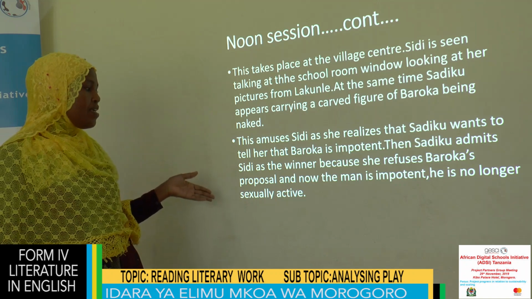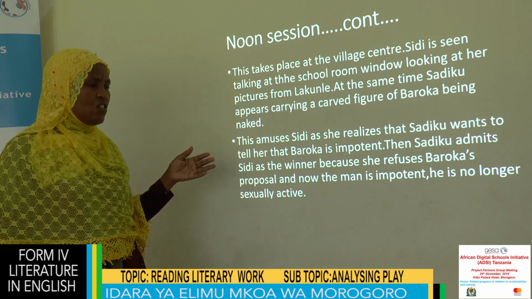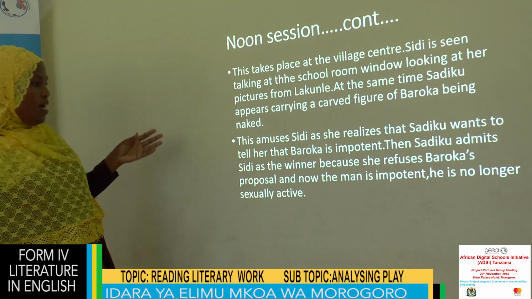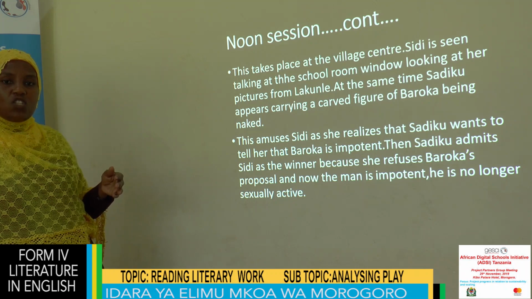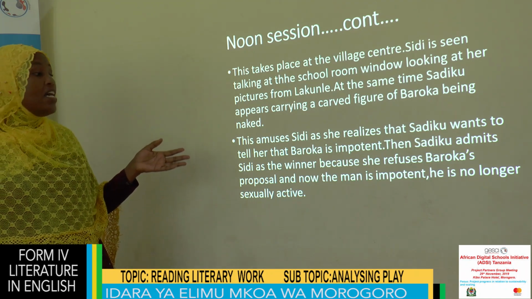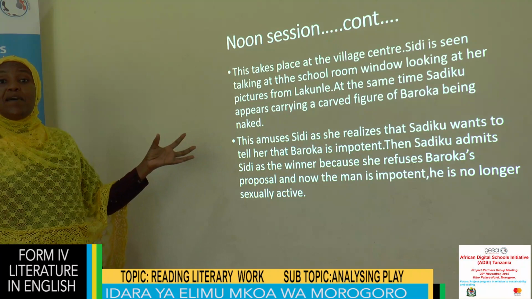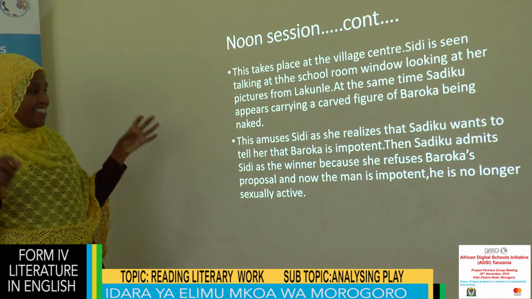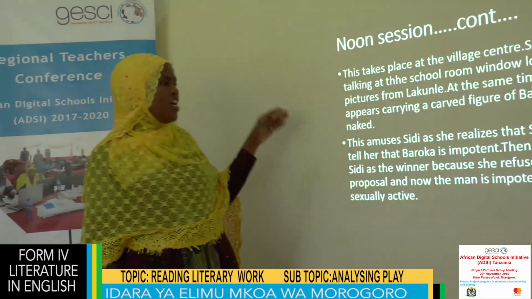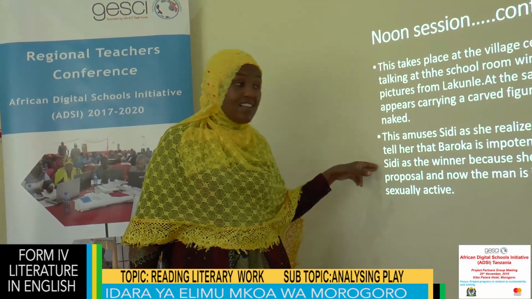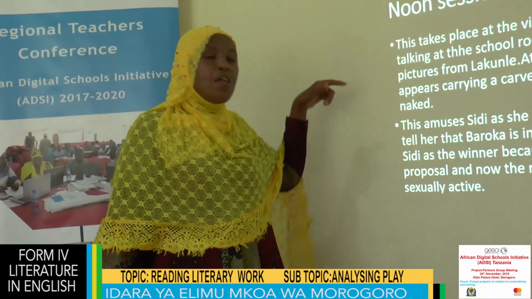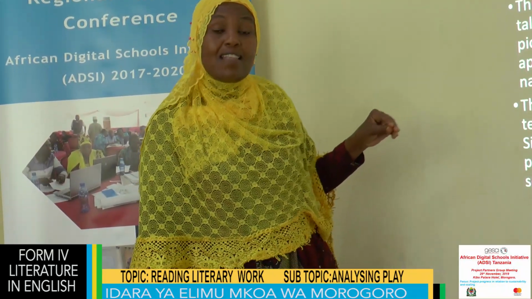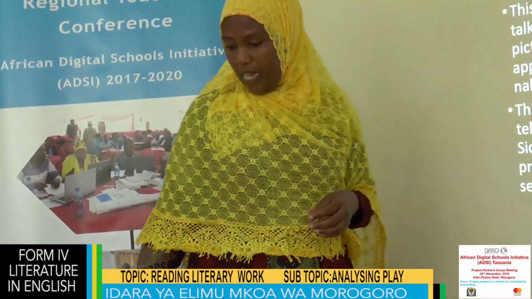By saying so, Sidi decided to visit Mr. Baroka because she knows that this man is no longer sexually active, without recognizing the trick that the man is acting, that he cannot do anything with a woman. But that is the act, that is the trick, which was not recognized even by the eldest wife. Now even Sidi fell under that trap.